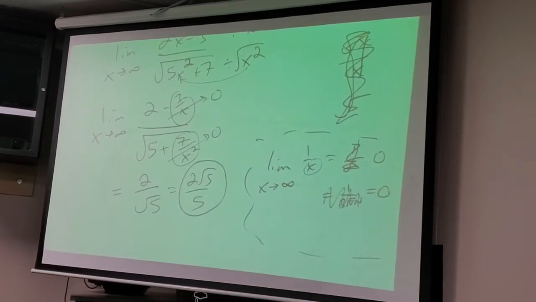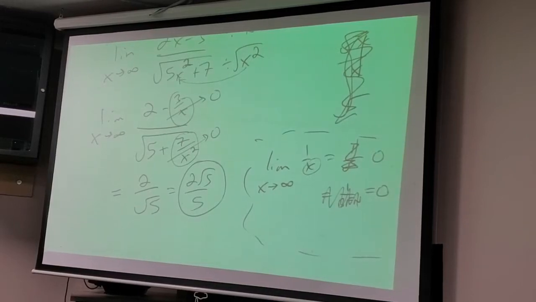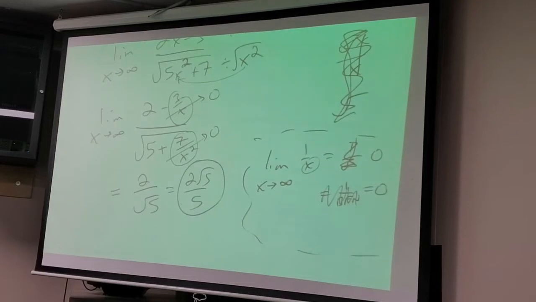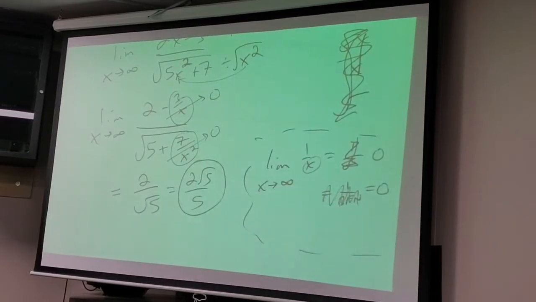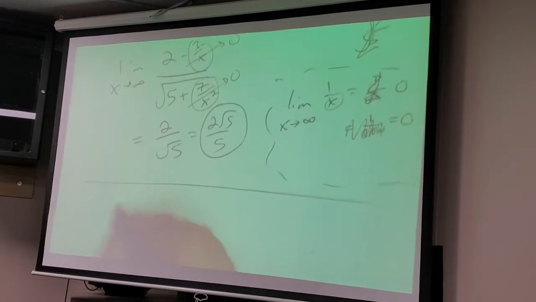Yes? Eventually, do we still have to rationalize them, or does it not matter? Yes. Always. So get used to rationalizing these. I like it. Okay. So that's an example of a freakier problem. Let's look at another one. What about this thing?